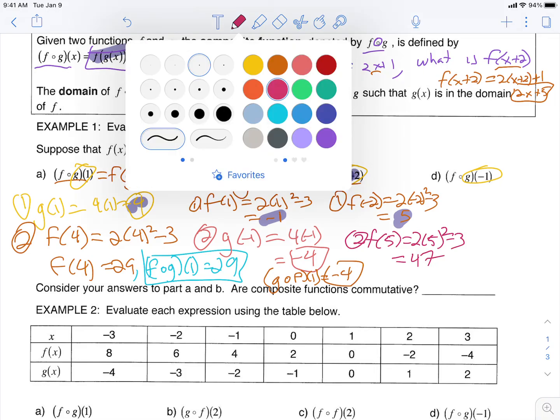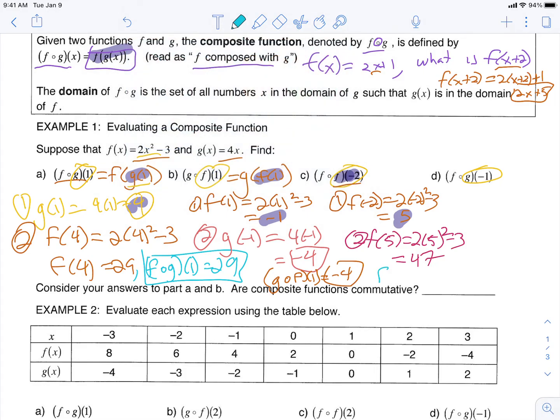Or in general, f of f of negative 2 is equal to 47. Okay, so last thing here.